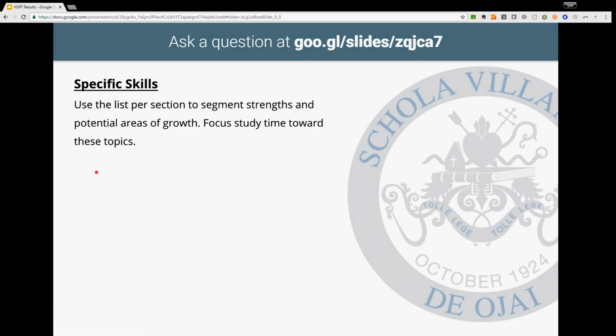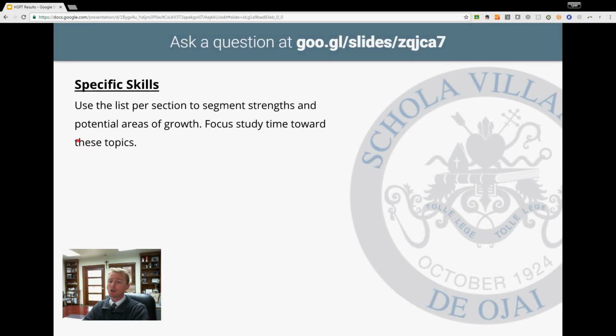that you really do want to take the specific skills category and use that list and go by section to really identify your strengths, but more importantly, you want to identify your areas of growth. And it is those areas of growth where, if you get a tutor and spend maybe an hour or so, some people do a tutor like an hour a week, that's where you're going to want to focus.